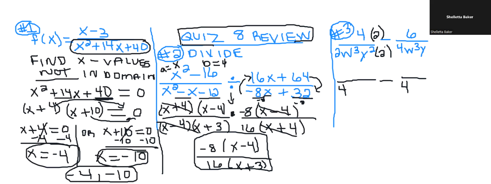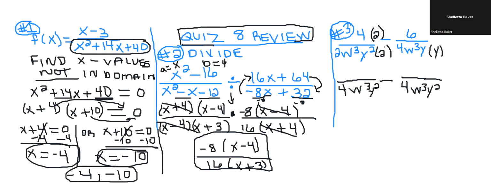Our w's, our common factor of w's would be w³, and they both already have w³. So right next to the 4, we're going to write w³. And then the y terms, we have y squared on the left and 1y on the right. They need to have the same power. We can make this y on the right side become a y squared if we multiply it by y. Y times y would make this a y squared. So that's what we want in our denominators, w³ and y squared next to the 4.